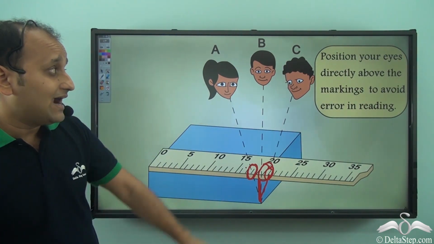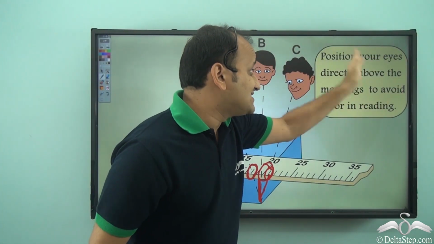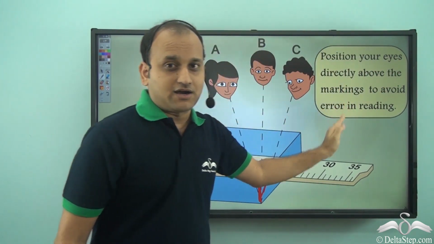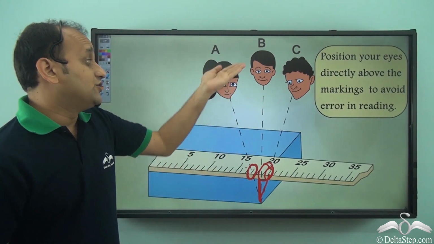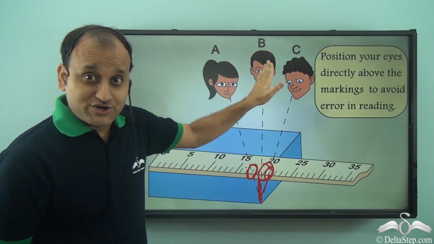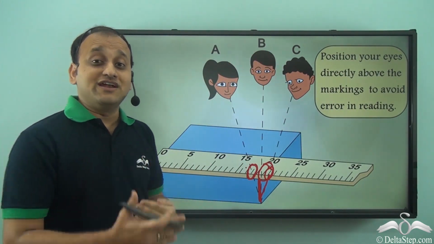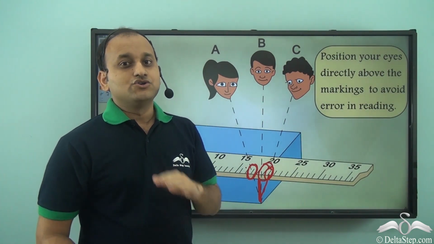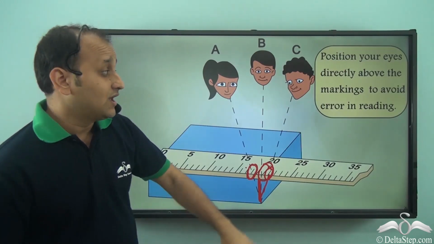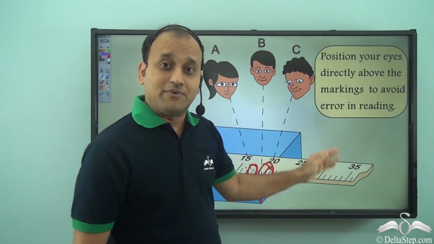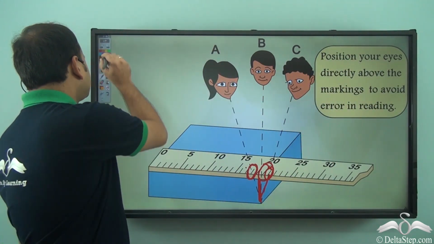So, what is important? Important is that you should position your eyes directly above the markings. Only then you will get accurate reading. If your position is not directly above, then your reading will have an error. So this is the most important point. Always position your eyes directly above the markings.